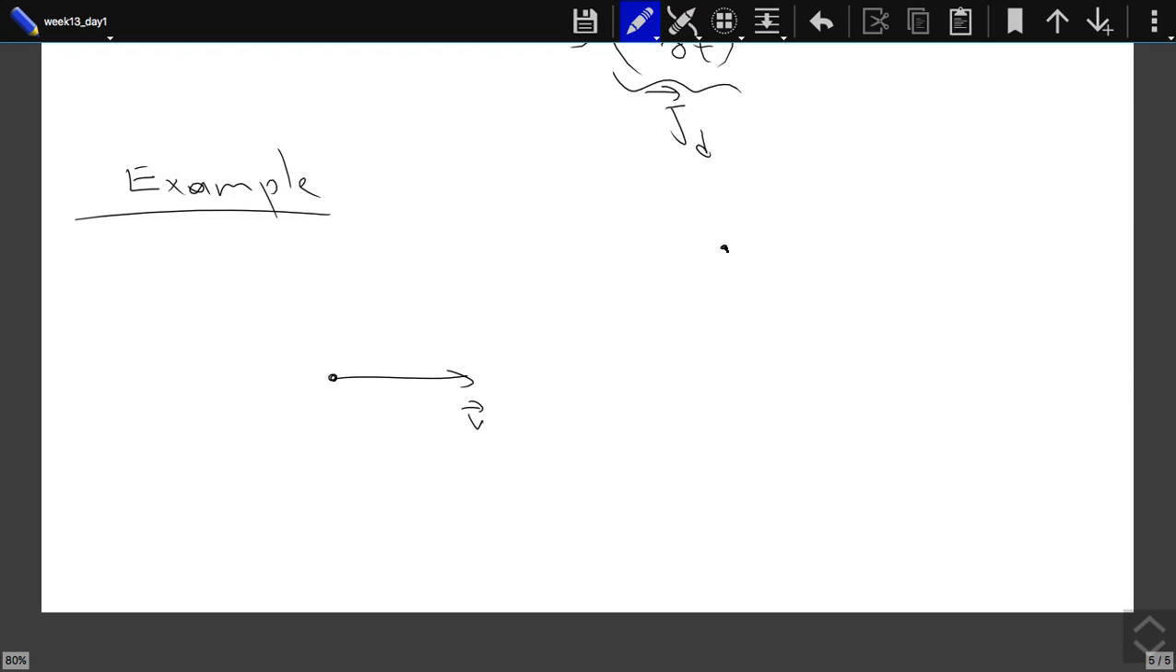Let's look at the electric field here. Is it changing in time? Yes. So that will create a magnetic field. What is the electric field over there?